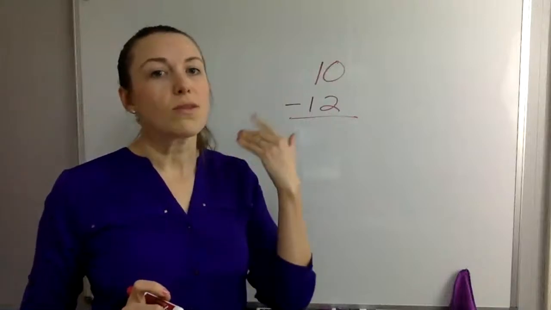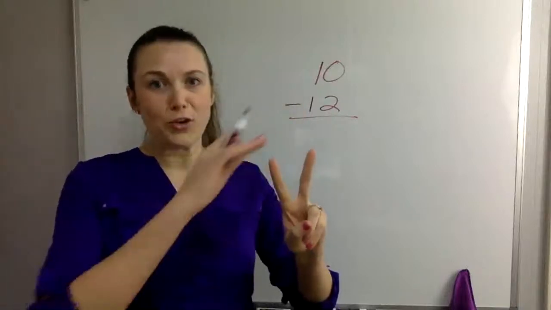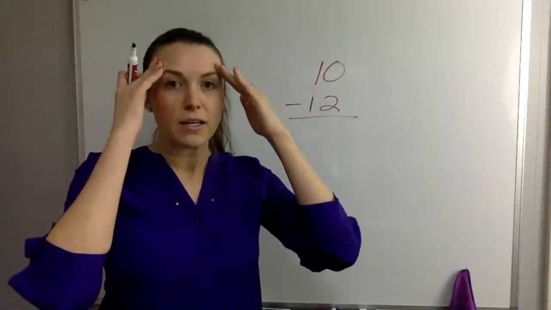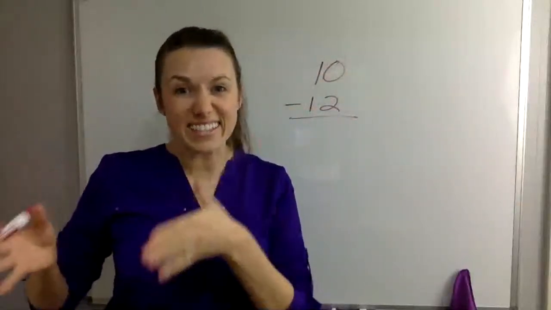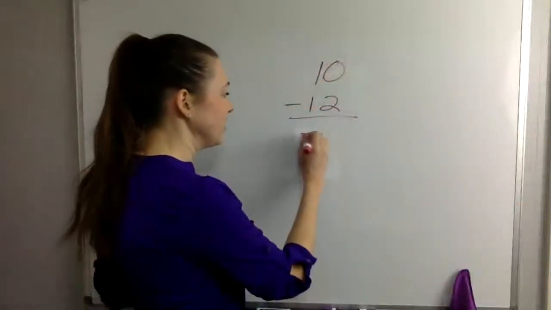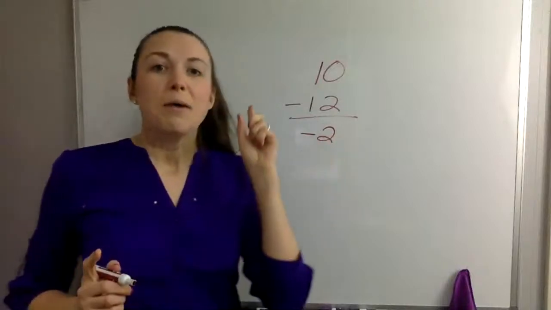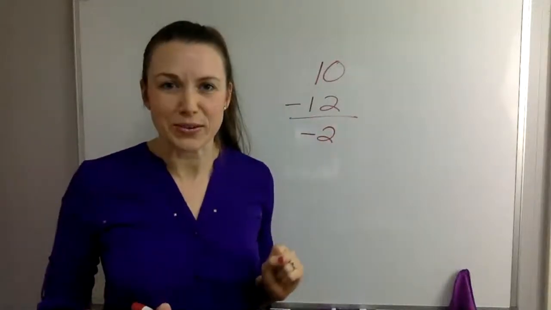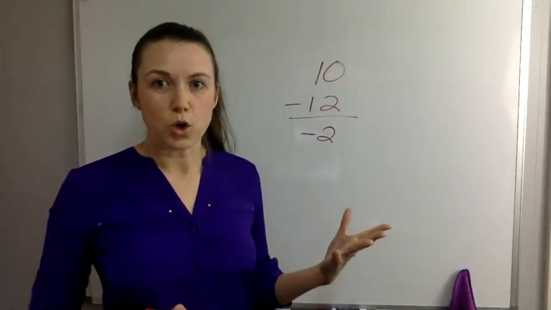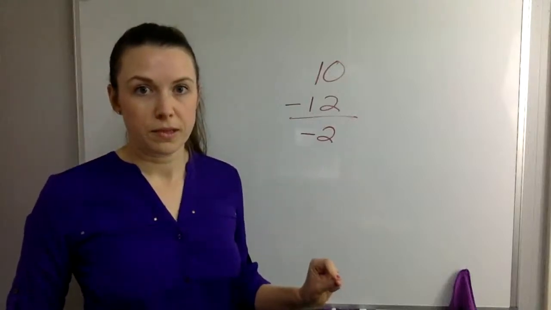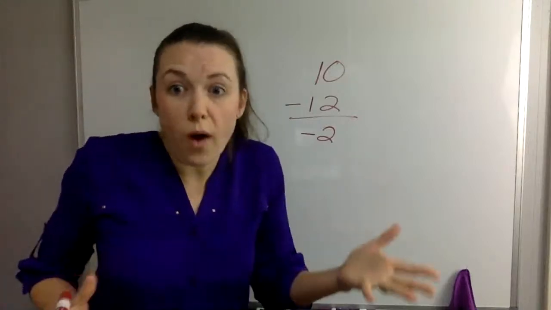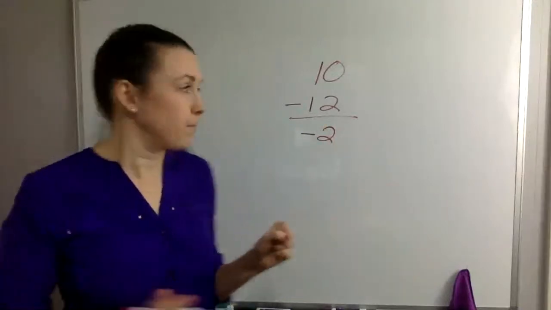So there are two ways that you can do this. You can go in your brain, think about the number line, and go past the number line and get to that -2, right? So the answer is -2. But one way that I always like to do it is think about which number is the bigger number. The bigger number is the 12, right? The 12 is the bigger number.